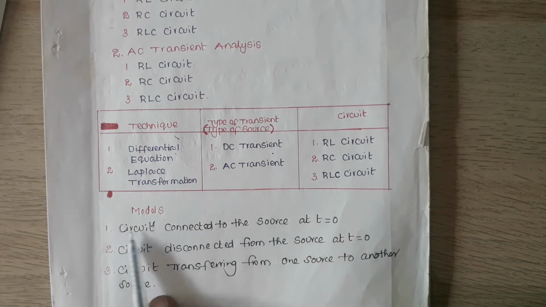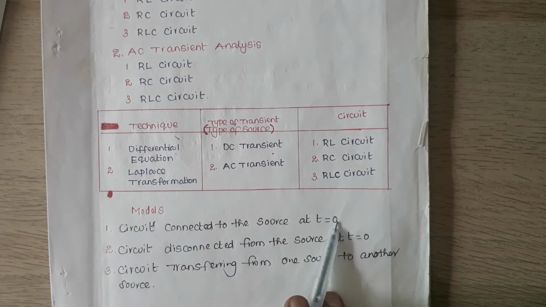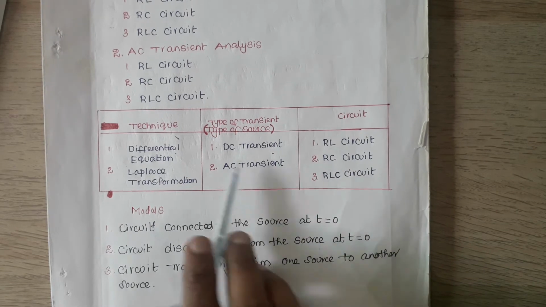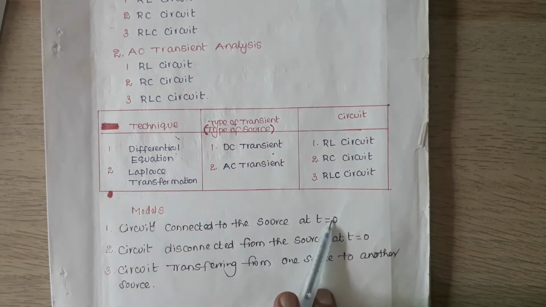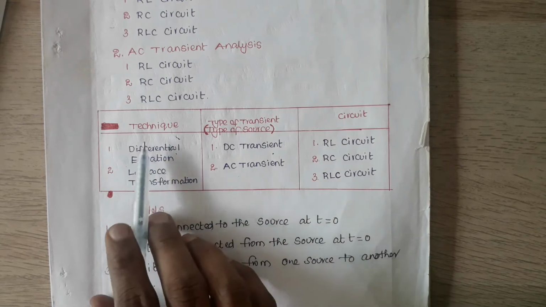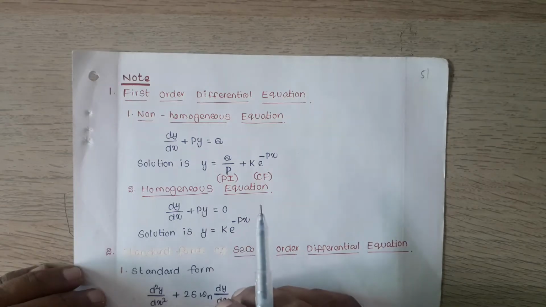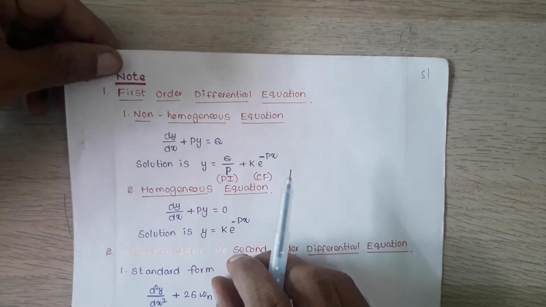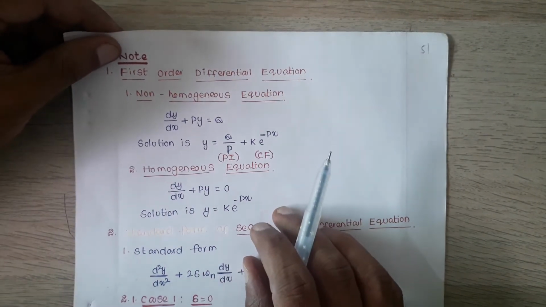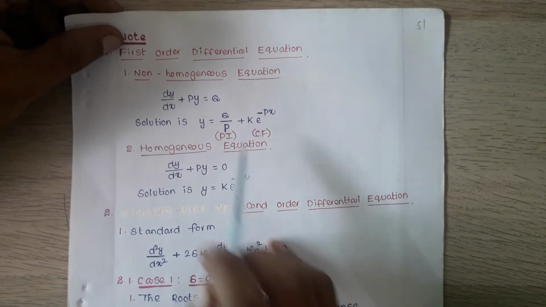So a problem related to a circuit connected to the source at t equal to 0. RLC circuit connected to the DC source at t equal to 0, by using a differential equation approach. So here note the first order differential equation and second order differential equation.